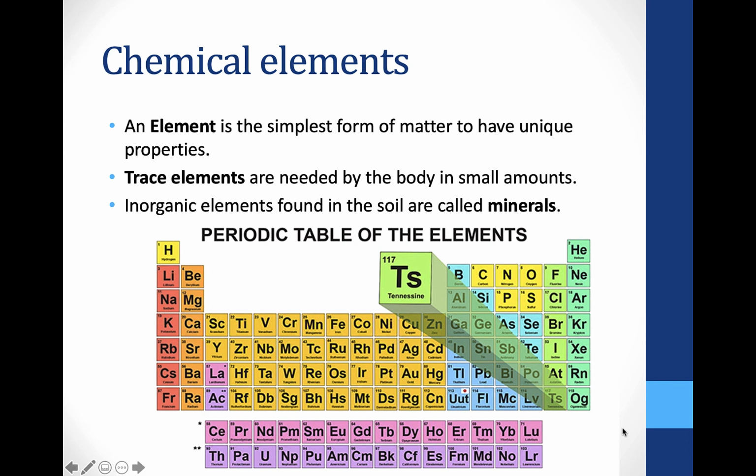Often in biology, we will talk about trace elements, so things that the body needs. The reason they're called trace elements isn't because they aren't important or aren't very important. It's because we only need a little bit. So these are things like zinc and iron and iodine. Inorganic, so meaning non-living elements, are typically called minerals.